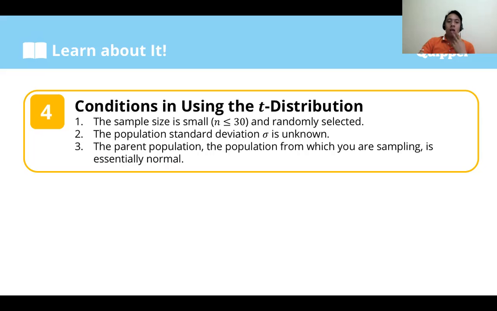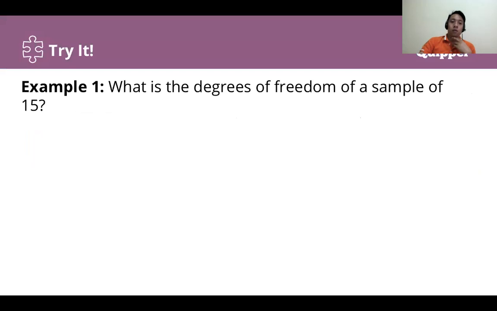Okay? Number two, the population standard deviation is unknown. It's because our concentration here is about the parameter or the sample, right? So the population standard deviation is not part or it's unknown. Number three, the parent population, the population from which you are sampling, is essentially normal. Okay? So hindi siya magpabago. So those are the three conditions in using the t distribution.